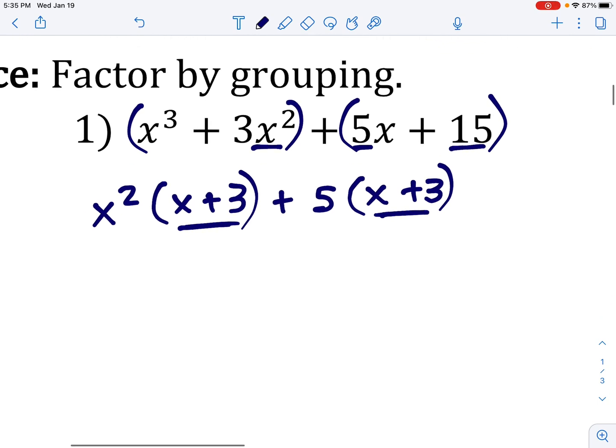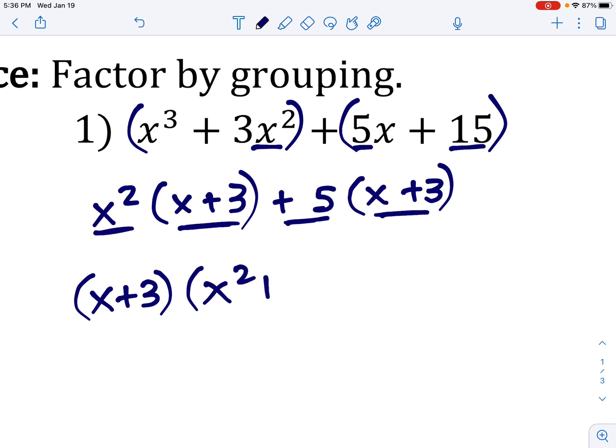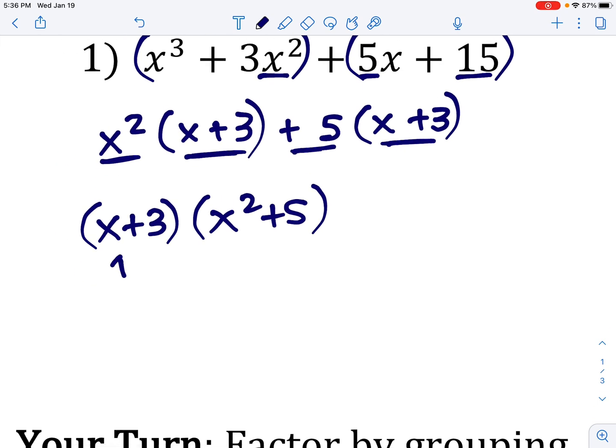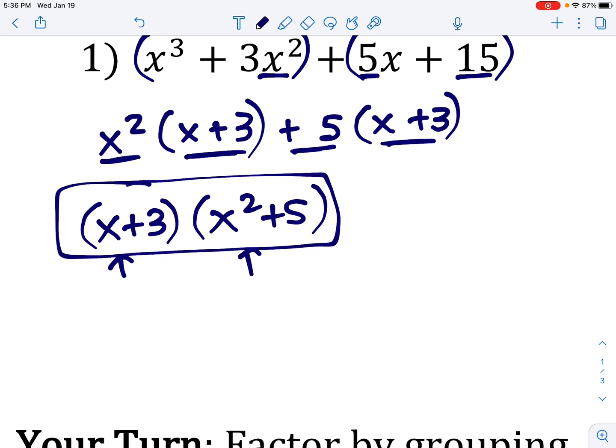So now I can write my common factor, x plus 3, in the front, and then whatever's left, x squared plus 5, is going to go in the second set of parentheses. And now I'm going to ask myself, can x plus 3 be factored anymore? No. Can x squared plus 5 be factored anymore? No. That's already in lowest terms. It's not the difference of two squares. And so x squared plus 5 is the lowest it can go. So this right here is the answer that's left.